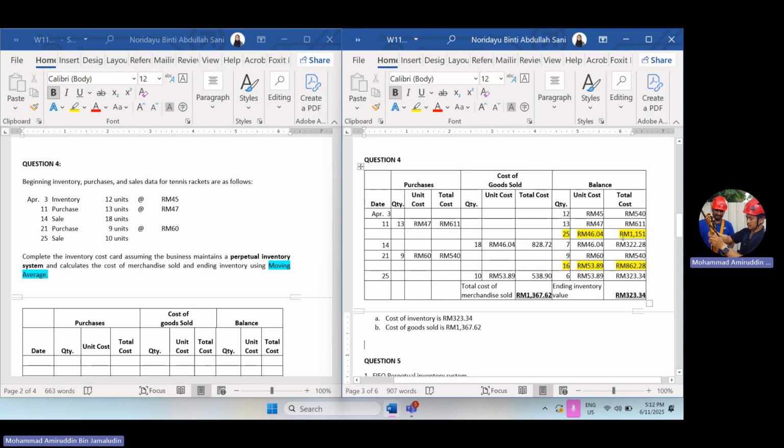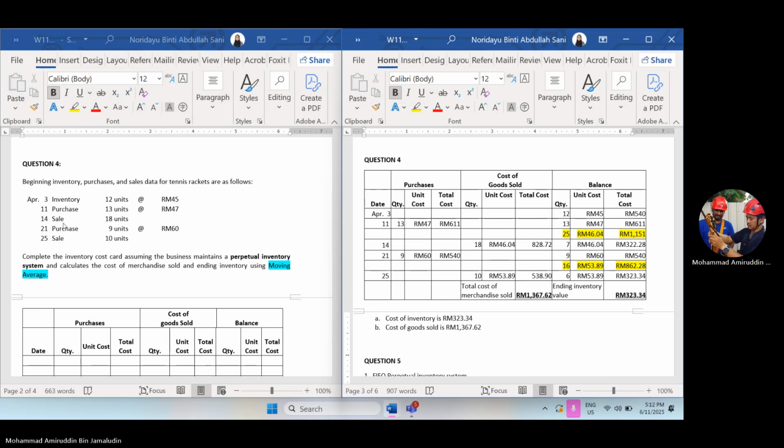After that, get the total quantity. 12 plus 13, 25. Then only we can compute the unit cost. 1151 divided by 25, you get 46 ringgit 4 cents. This is what we mean by taking the cost of your stock on average. Find the total cost, find the total quantity, cost divided by quantity, so you get the unit cost. Okay?